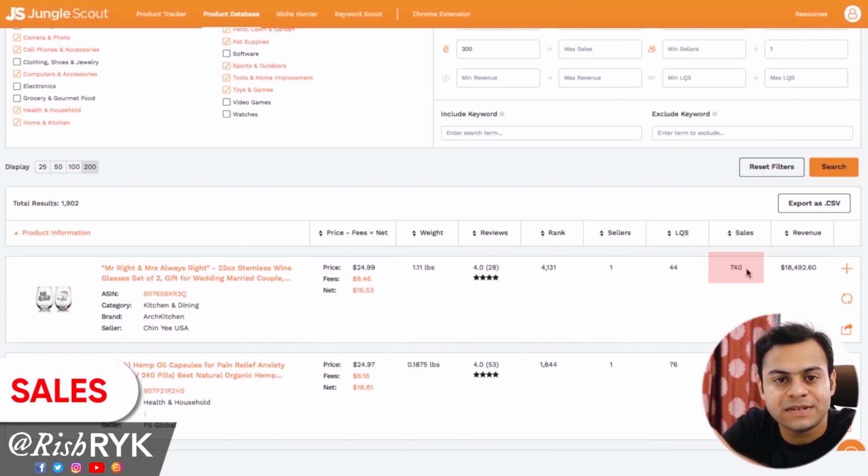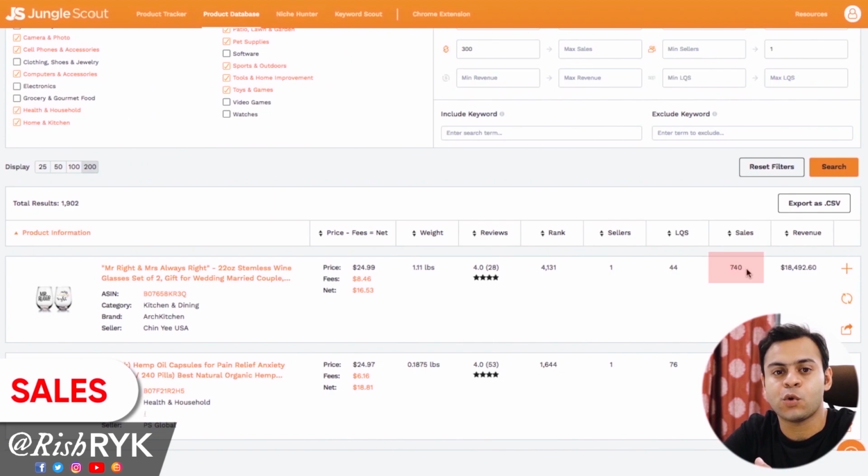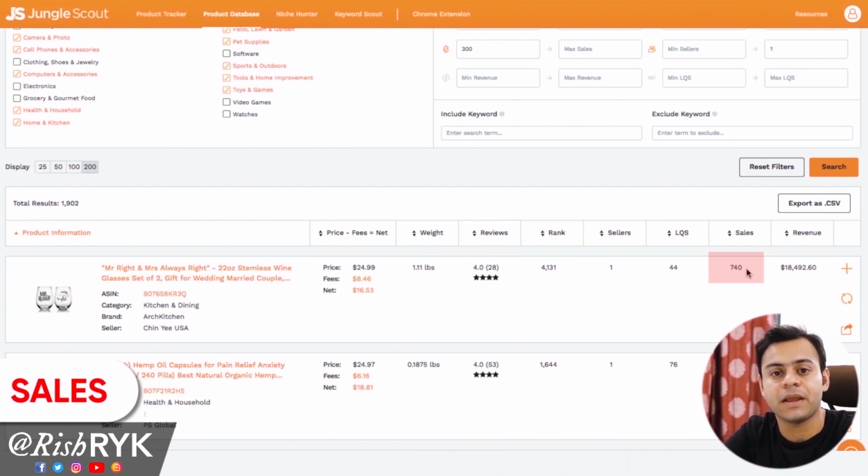I just use these numbers as navigation tools. I don't just trust what it is throwing out on my face, because these things can change. These things are very dynamic. Your sales numbers, your rank, your listing quality score, the number of sellers on the listing as well. These things can change the next day, and they're very dynamic.